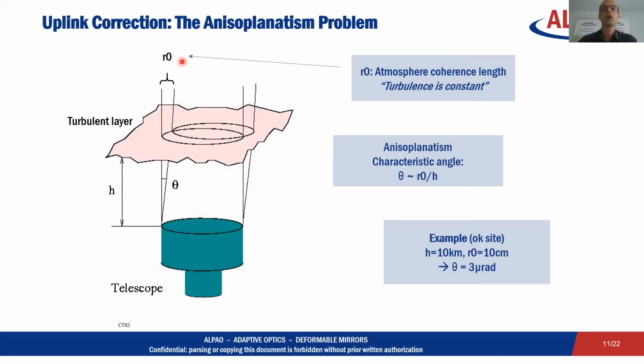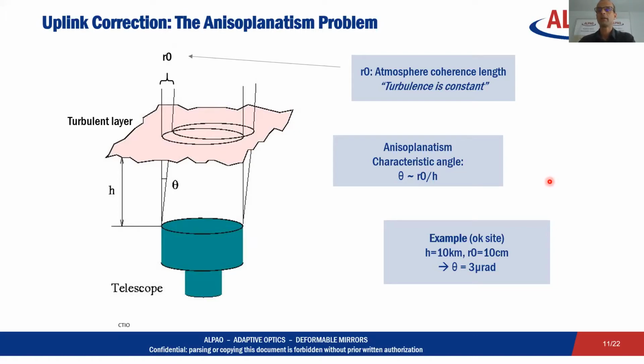Next, we have to further look at the atmosphere, and very often we have a single, sometimes multiple, turbulent layers. But for the sake of pedagogics, we use only a single turbulent layer in this example, which is going to be at a height h above the telescope. These two characteristics, R0 and h, lead to a characteristic angle, which we call the angle of anisoplanatism. I got that pronunciation right, I hope.